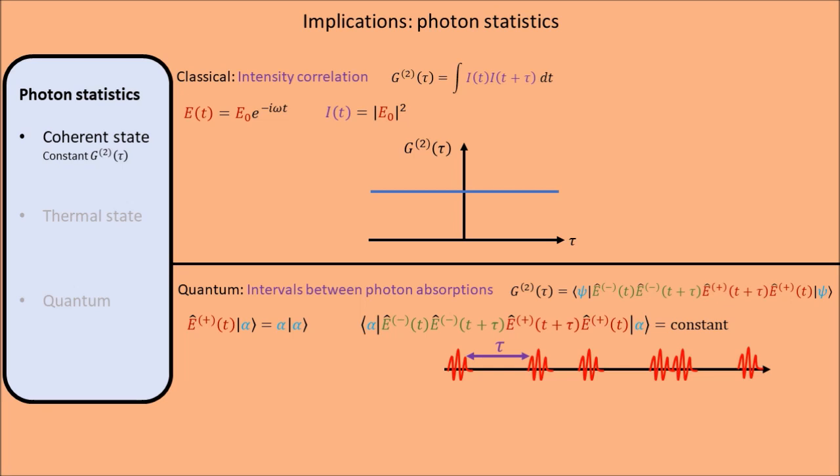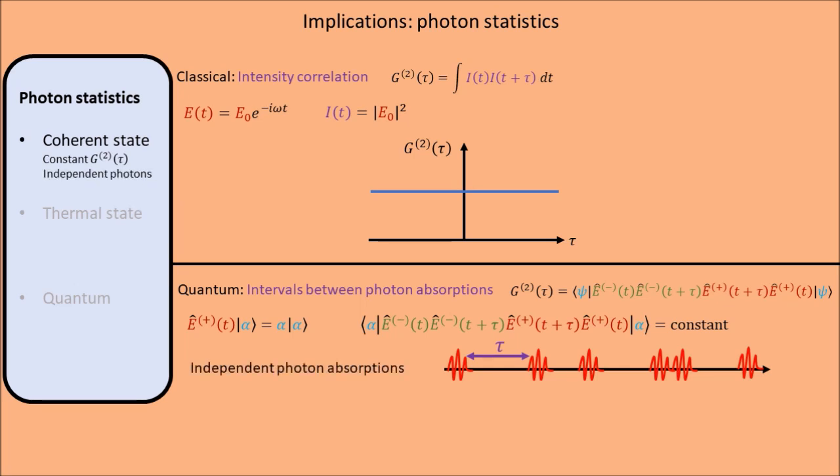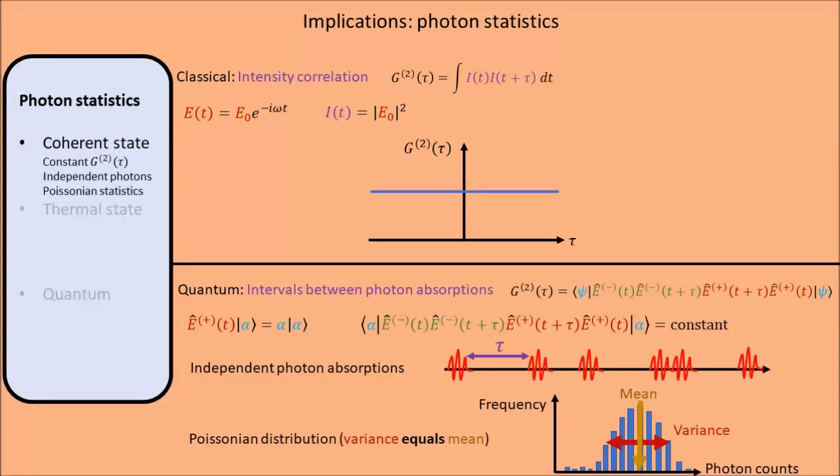This means that the photon detections are completely uncorrelated, so independent from each other, and such a process is described by a Poissonian distribution. One characteristic of the Poissonian distribution is that its variance, which is a measure for the spread of the histogram, is equal to its mean value.